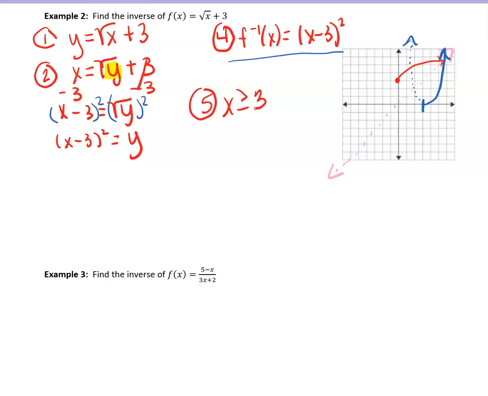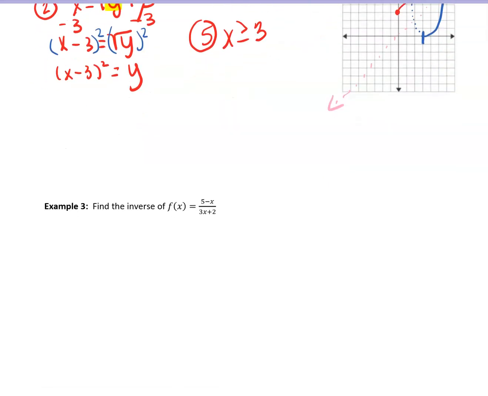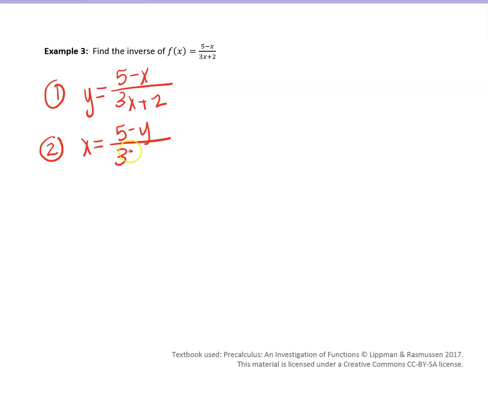The next one gets a little bit hairy in the creation of that inverse. And so this is going to be more of what you're kind of seeing moving forward. And this will kind of end up our lecture for the inverses here. Find the inverse of f of x. And so I want to follow those steps just like we did before. So step number 1. y is equal to, so I'm going to replace f of x with y, 5 minus x over 3x plus 2. Step 2, I'm going to switch x and y. x is equal to 5 minus y over 3y plus 2.